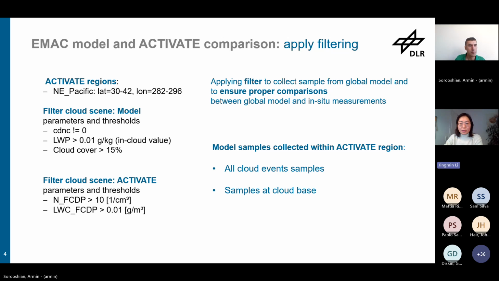Okay, so our model outputs 4-dimensional data. We need to apply a filter to collect a sample from the global model to ensure a proper comparison. By using the filter on the left plus additional conditions, we can prepare data from the global model for the respective case from the ACTIVATE measurements, to compare with the all-clouds event sample and the cloud at cloud base. So next.